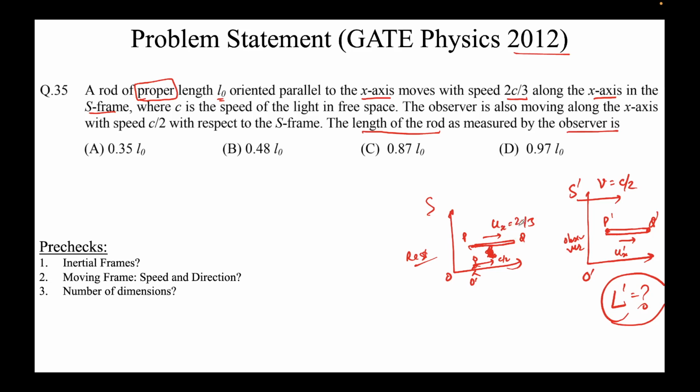It's moving at a speed 2c by 3 in positive x direction. O also says, I have a friend O prime. This O prime is moving away from me in x-axis at c by 2. And now I've drawn this picture from O prime's perspective. This clarifies things. This makes it simpler to understand for me, and I hope for others too. Right. So what are the inertial frames?